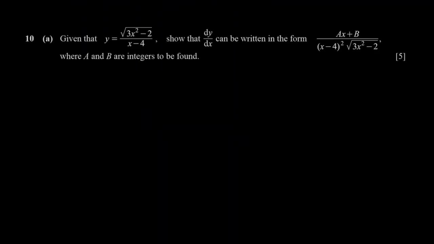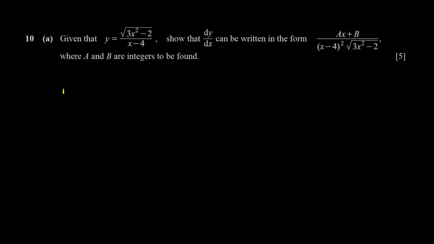We are given that y is equal to this function here. We want to show that dy/dx can be written in this form where a and b are integers to be found. Now, the key thing here is we've got one function, the square root of 3x squared minus 2, divided by another function, which is x minus 4. And so we've got to use the quotient rule, right? We use the quotient rule when we've got one function divided by another function.